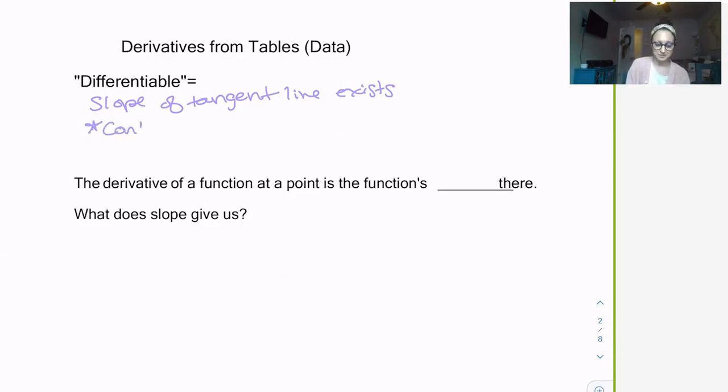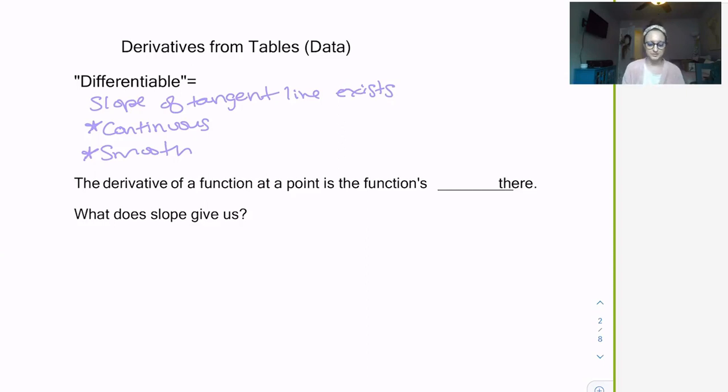You first have to be continuous, right? And then in addition to being continuous, the function also needs to be what mathematicians call smooth. In other words, no corners, no cusps, no vertical tangent lines, okay? So that when I zoom in enough, my function starts to look like what? Starts to look like a linear function, okay?